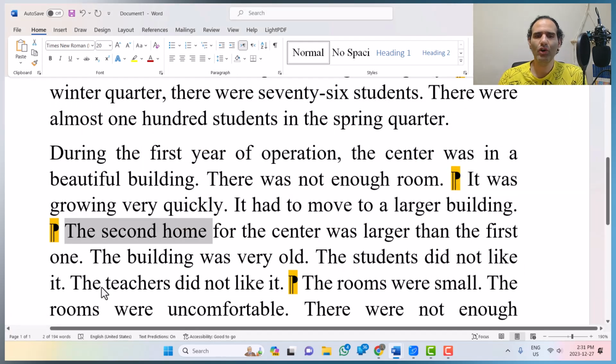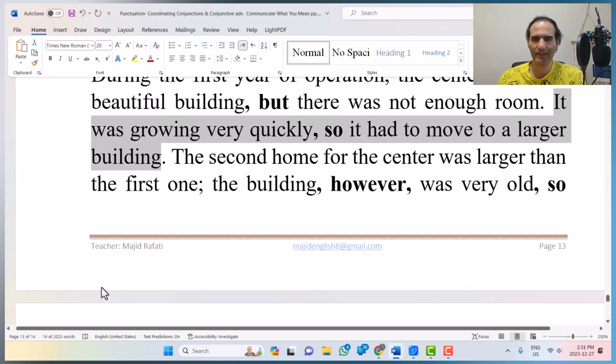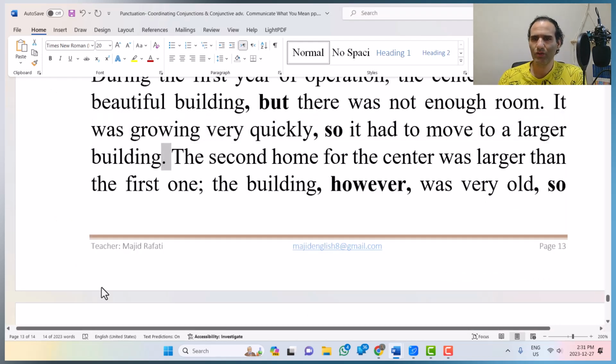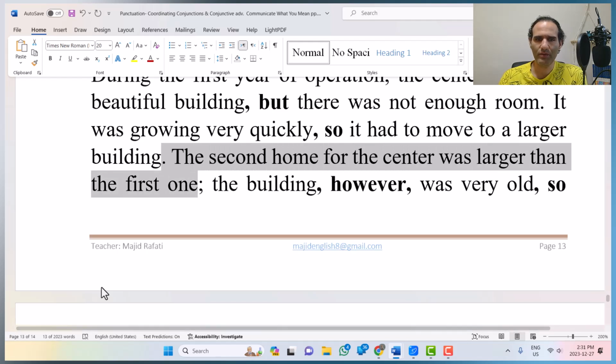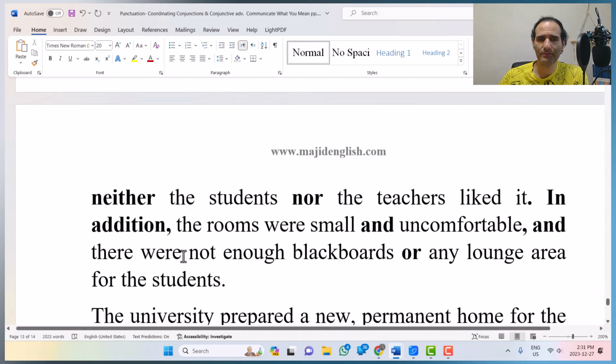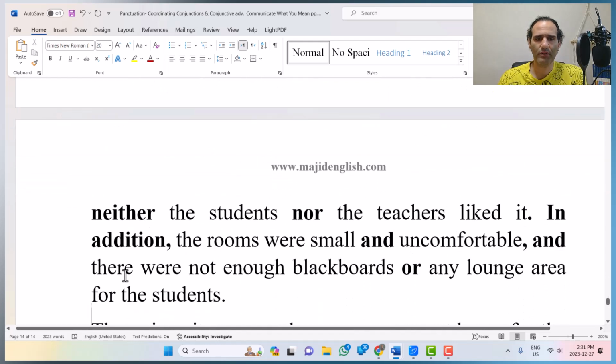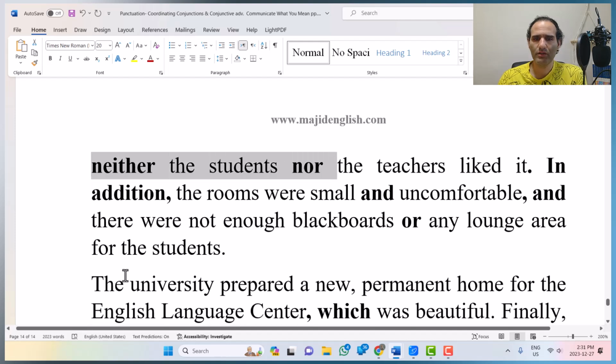The second home for the center was larger than the first one. The building was very old. Students did not like it. Teachers did not like it. So I can feel contrast again. The second home for the center was larger than the first one. The building, however, was very old. So, as a result, neither the students nor the teachers liked it. Okay?